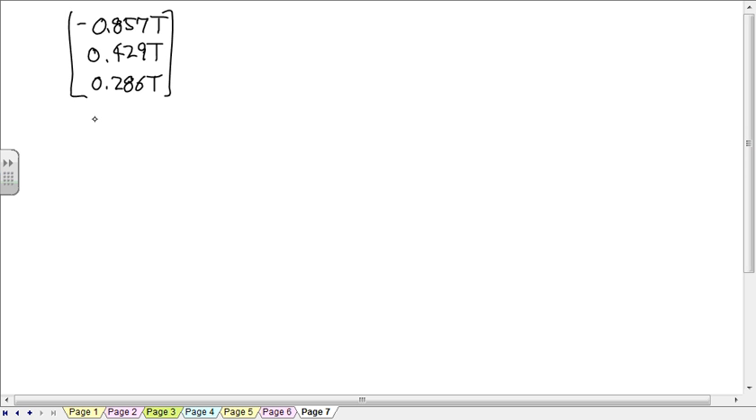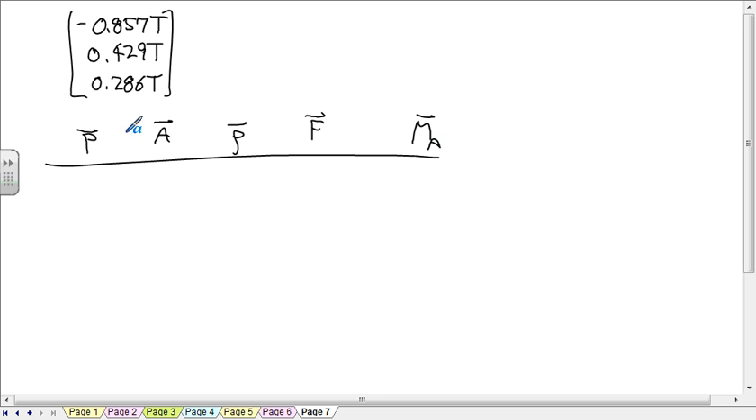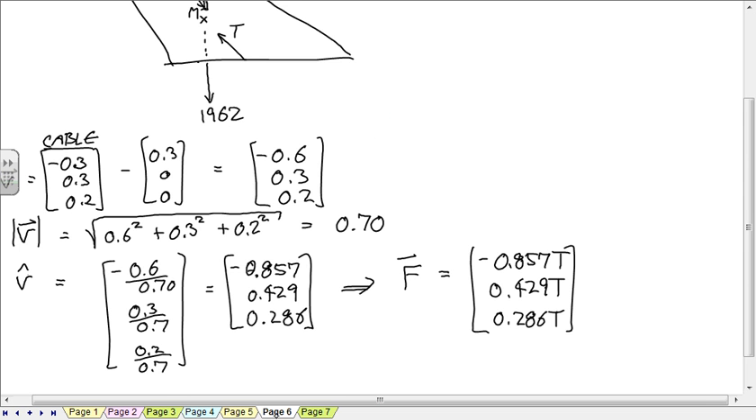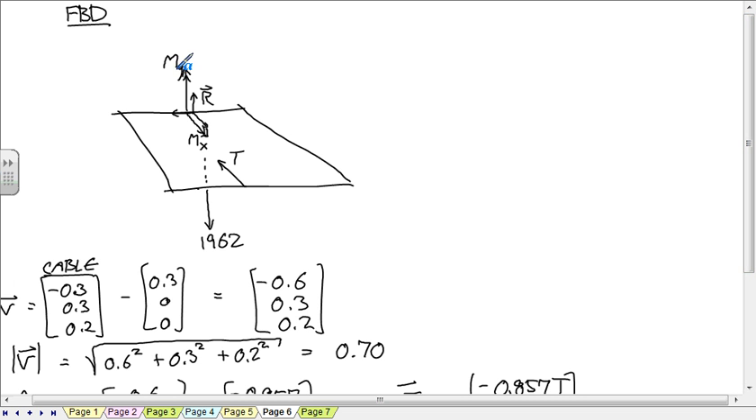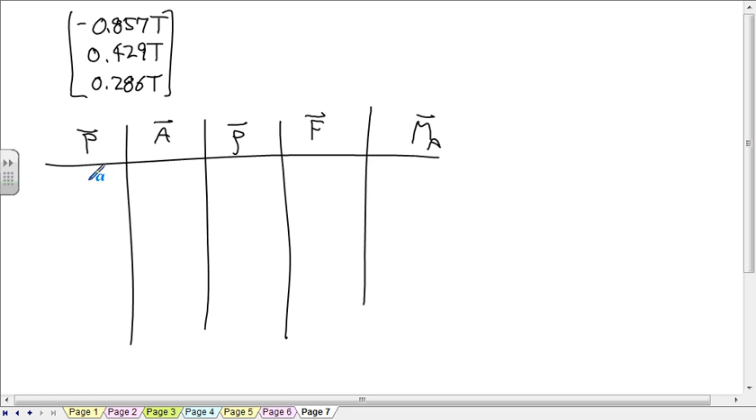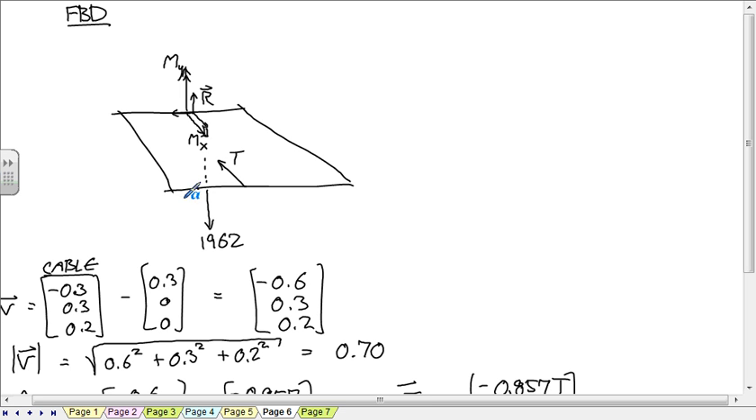Okay, so now we can set up the table. And everything with the table works the exact same way. So pancake, artist, row, 4, marzipan. We have to deal with these couples and 3 forces. So let's start with that cable force we just calculated. What are the coordinates where that cable force is applied?